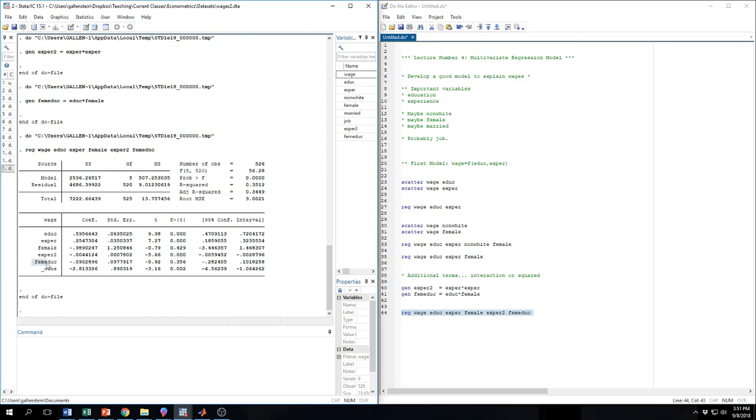And then what do we have here on our interaction term? Our interaction term between female and education is negative, but it's insignificant. So now that we've included this interaction term, we don't find anything related to the sex of the individual. But we have some interesting stories to tell here with experience. So we find that as experience goes up, your wages go up by 25 cents per hour.